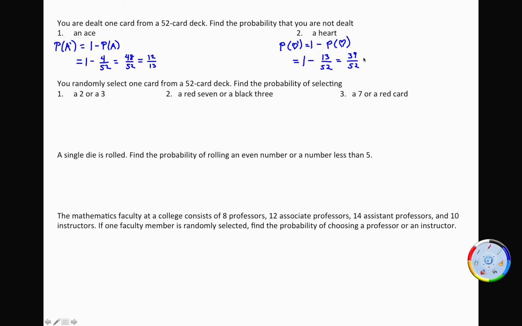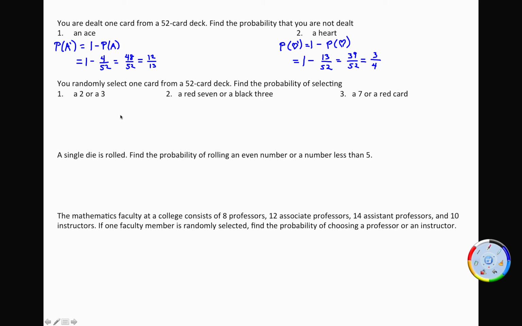Let's see. Does that simplify? 39 over 52. Oh, no, 13. I was thinking it should. Okay, 13. So 39 divided by 13 is 3. And remember, your calculators will do that simplification for you.